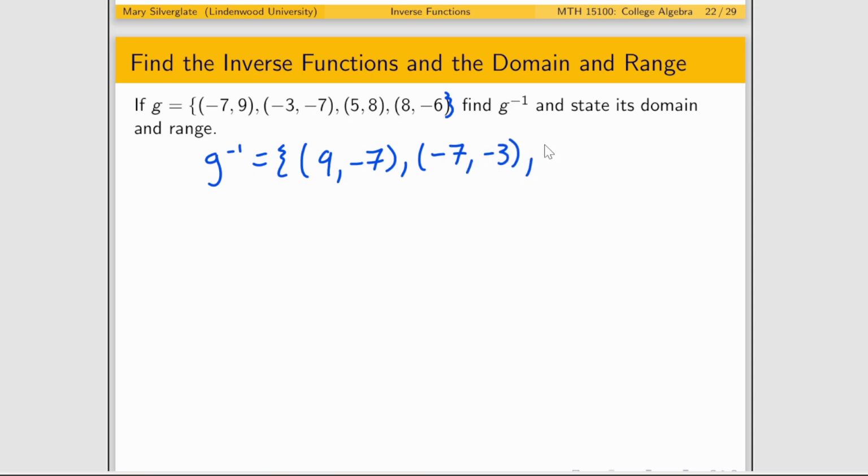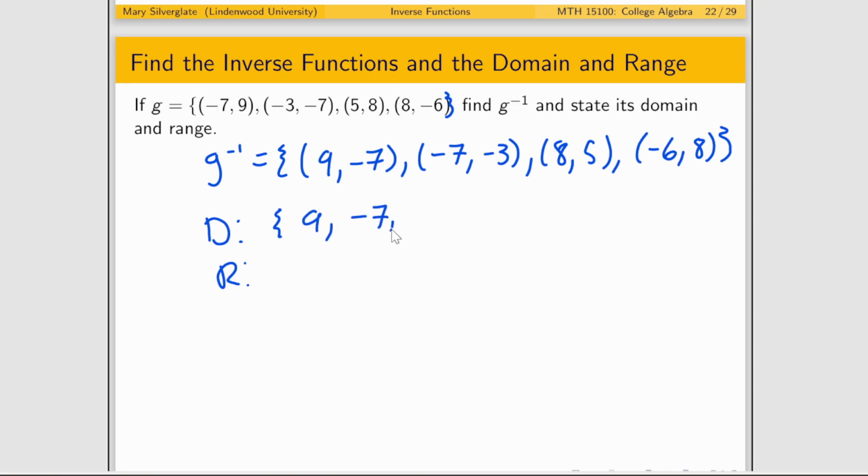And then you keep going, then we'd have 8 comma 5. And then we would have negative 6 comma 8. That is my inverse function. And then we want to know its domain and range. So on the inverse function, what's its domain? Well, we've got the points 9, negative 7, 8, and negative 6.